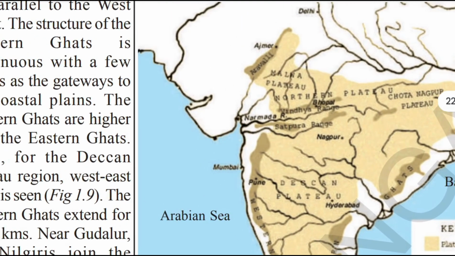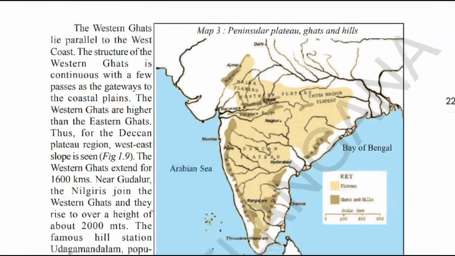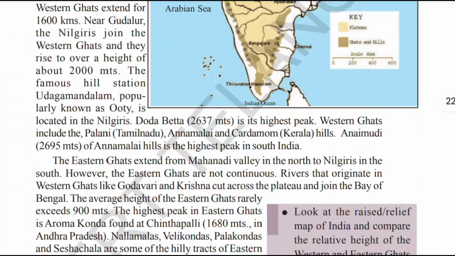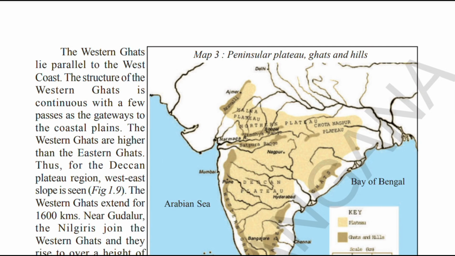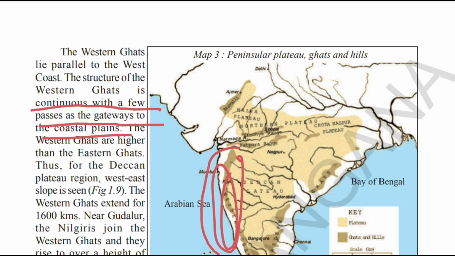Okay, now let us see some more important concepts of this, so that you will be getting the proper idea about this. So we will go in detail about reading each and every term or each and every line from here. So you can see here Western Ghats lie parallel to the west coast, or simply this region he is talking about, western coast. Ghats is continuous with few passes as gateways to coastal plains. So there are few gaps, but not like the Eastern Ghats, where you can find continuous gaps in them.